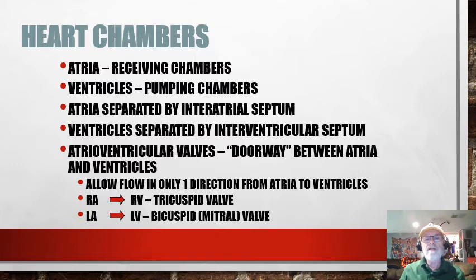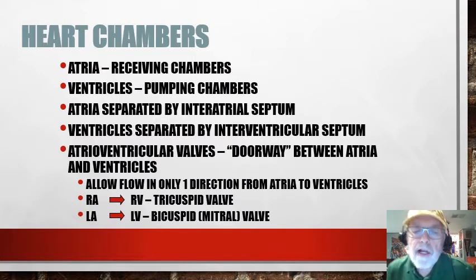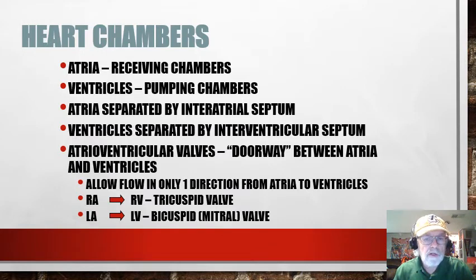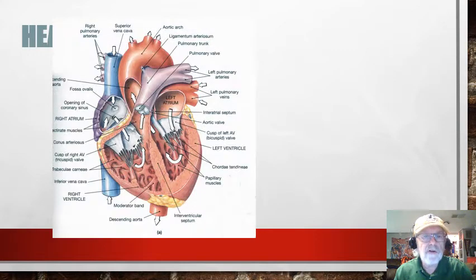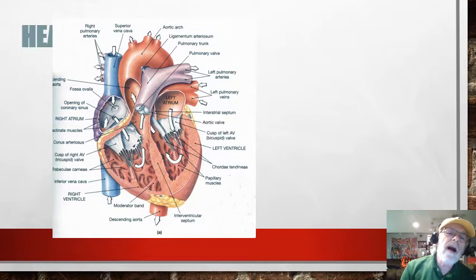Okay, and basically it has two leaflets, called the bicuspid or mitral valve. So that's what we see between the atria and the ventricles. Tricuspid valve between the right atrium and right ventricle, bicuspid mitral valve between the left atrium and the left ventricle.